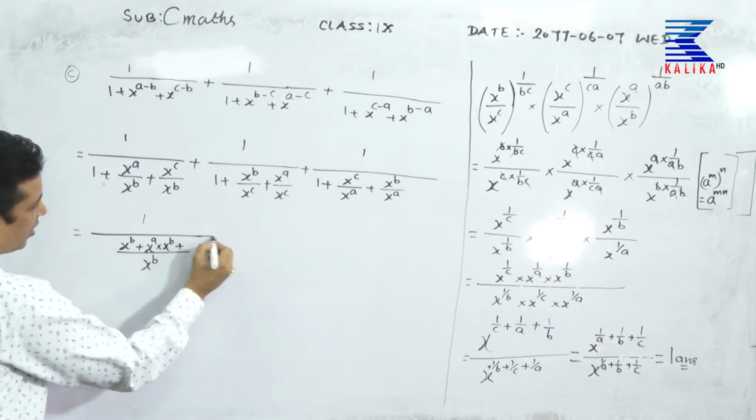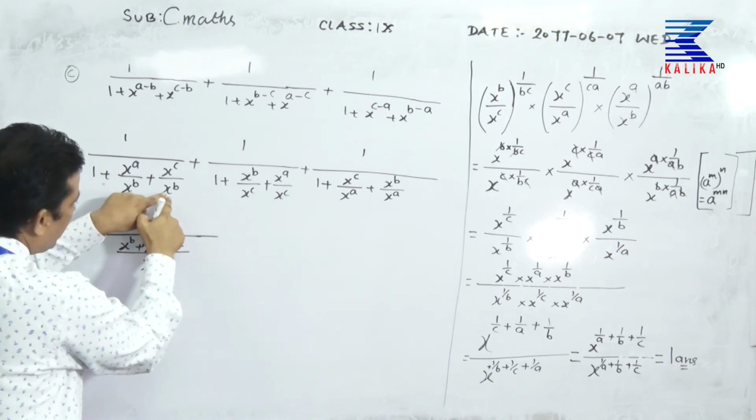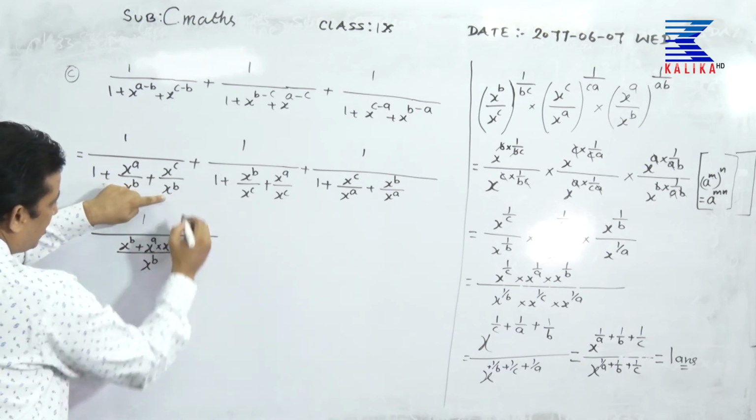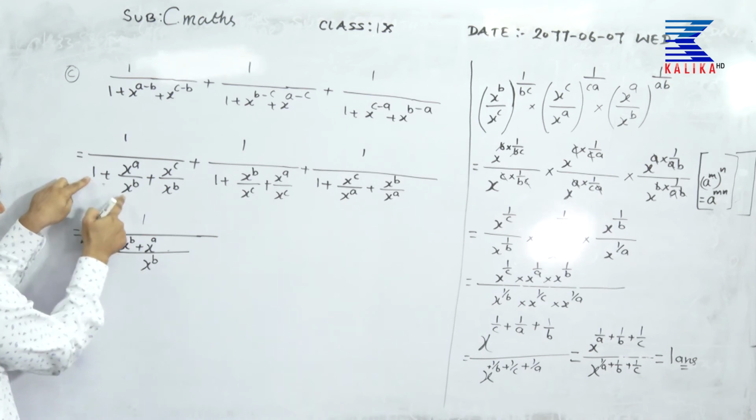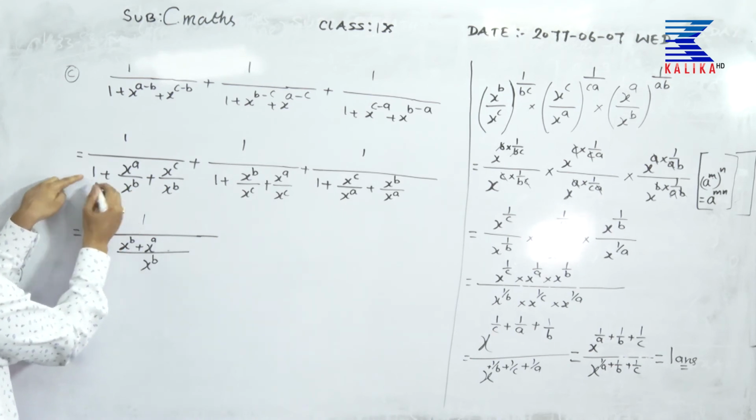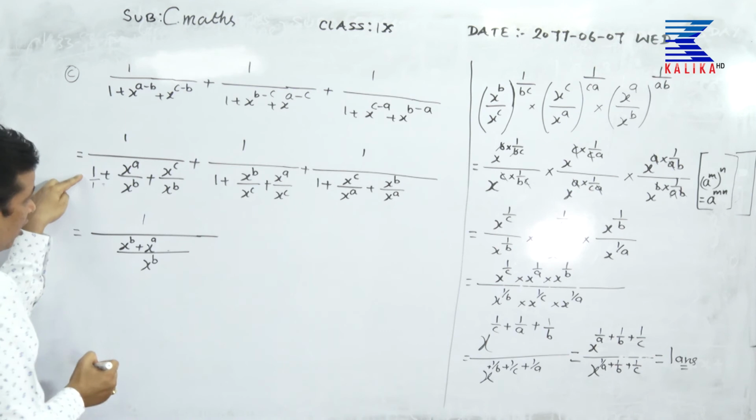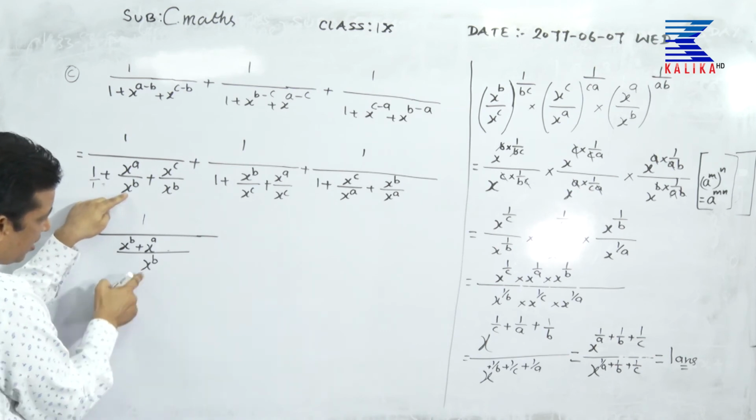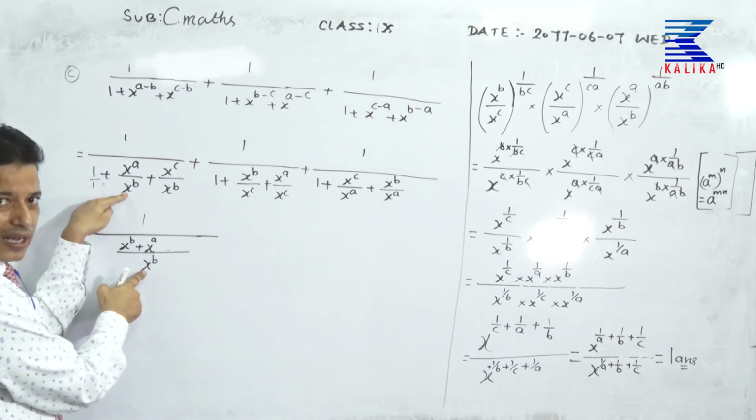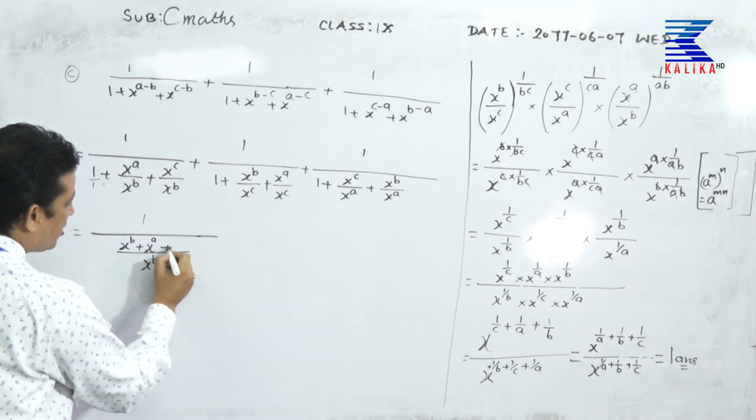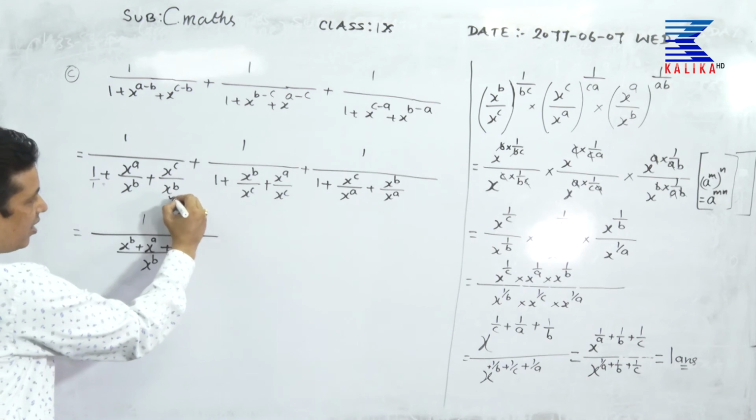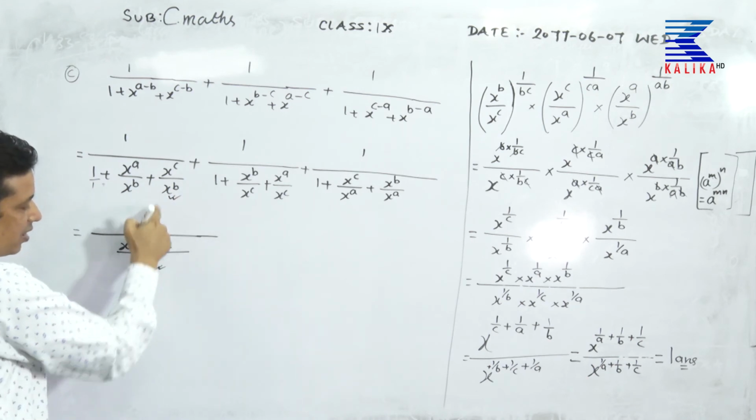The concept of taking LCM, I hope you know. For x to the power b, LCM is already there, so no need to multiply. Look, this one should be multiplied by x to the power b because it has 1 in the denominator, but whatever is there in the denominator is the same here as LCM. So, no need to multiply x to the power a plus x to the power b, it is already there, LCM and denominator both are the same.